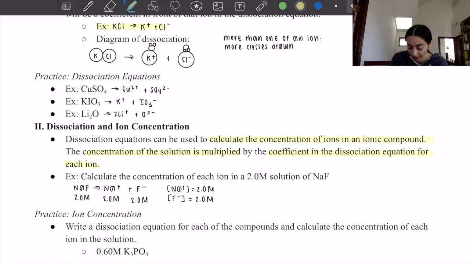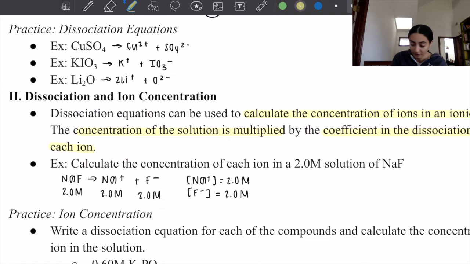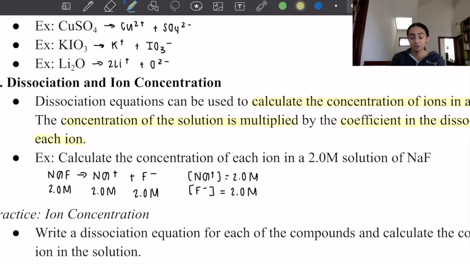So we're going to write our dissociation equation. So it would be NaF yields Na plus, F minus. So now the concentration of the solution is 2.0 molarity. The coefficient in front of sodium and fluorine is 1.